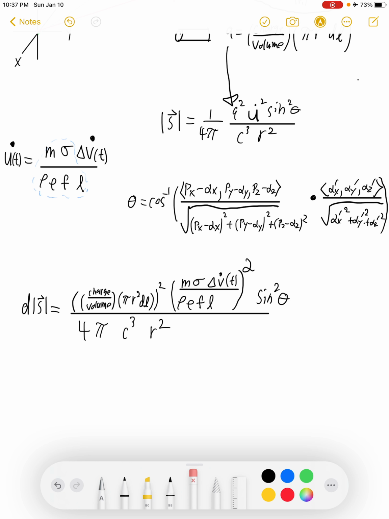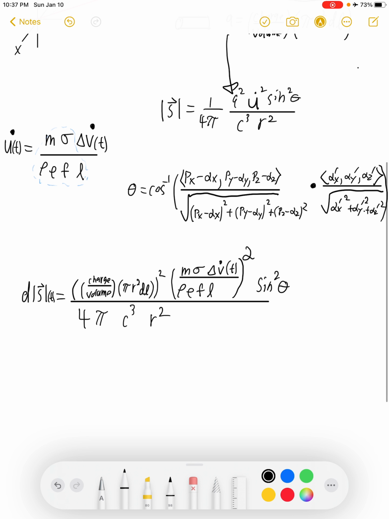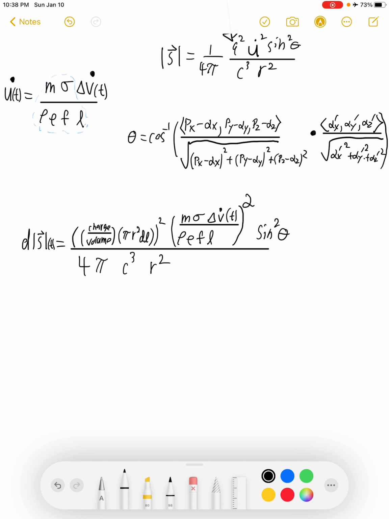Now, I should also say that this is a function of time. ds of t, because the voltage is a function of time. Now, that voltage is sinusoidal. It doesn't have to be, but if it was sinusoidal, it would be easy to differentiate. You're going to need to differentiate your voltage function and plug it in, and you're going to have the contribution from one element.